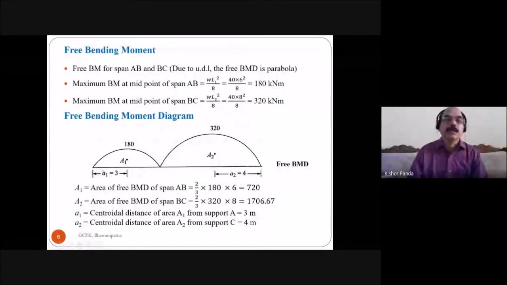So the centroidal distance of A1 is 3 meter because this total length is 6 meter. And the centroidal distance of area A2 from support C is 4 meter because this total length is 8 meter.